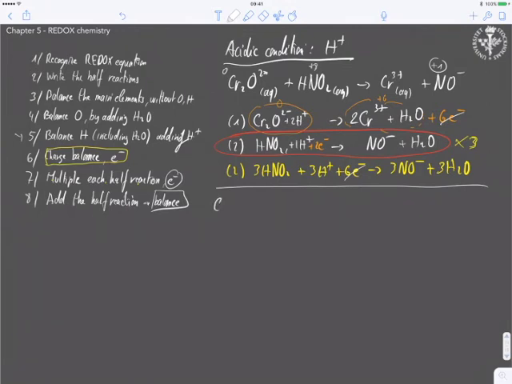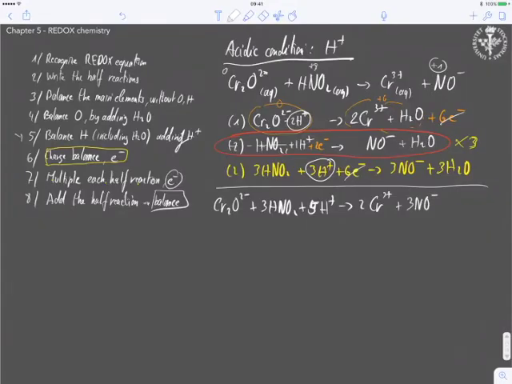We have chromium, dichromate, plus 3HNO2 plus 3NO3- plus 4H2O. This is your balanced reaction.